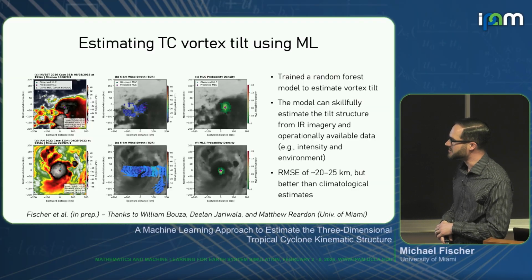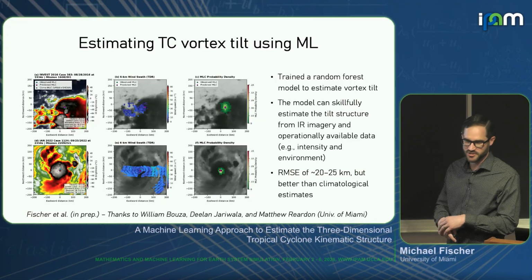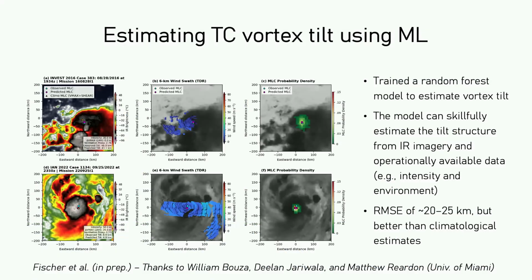I have a couple cases here. The top is a relatively misaligned case. This is what eventually went on to become Tropical Storm Hermine in 2016. And the bottom is a more vertically aligned case, Tropical Storm Ian. You can see that there are pretty apparent differences in the infrared brightness temperature field in the left column here, where the misaligned storm has a much more asymmetric convective appearance. The aligned storm has a much more symmetric convective appearance.